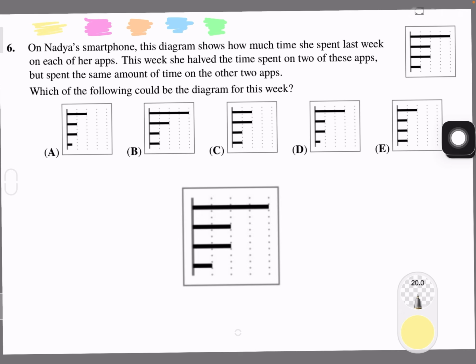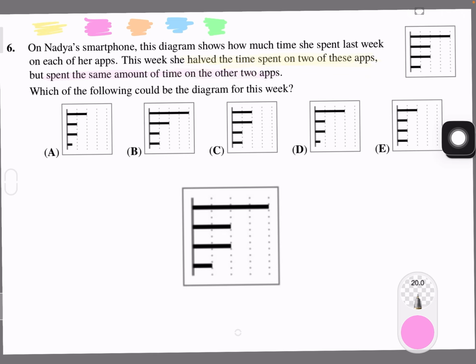On Nadia's smartphone, this diagram shows how much time she spent last week on each of her apps. This week, she halved the time spent on 2 of these apps, but spent the same amount of time on the other 2 apps. Which of the following could be the diagram for this week? So we know that she halved the time spent on 2 of these apps, but she spent the same amount of time on the other 2 apps.